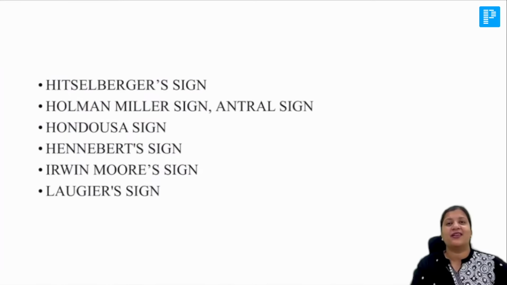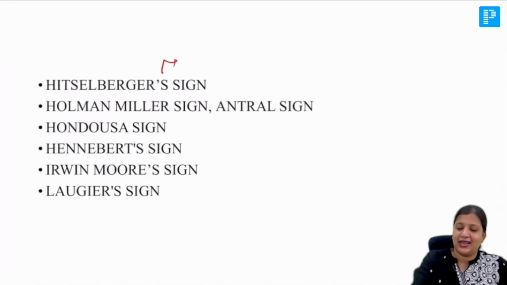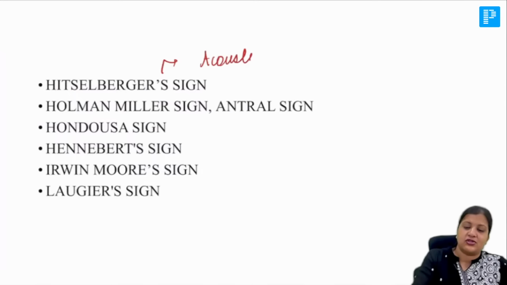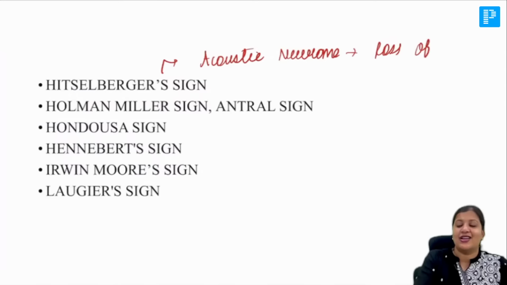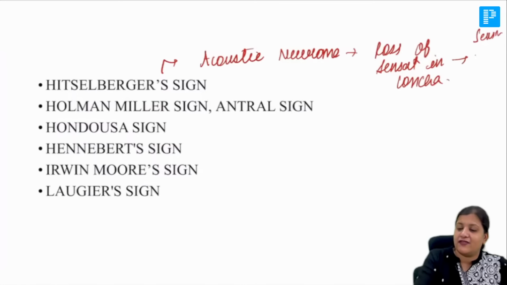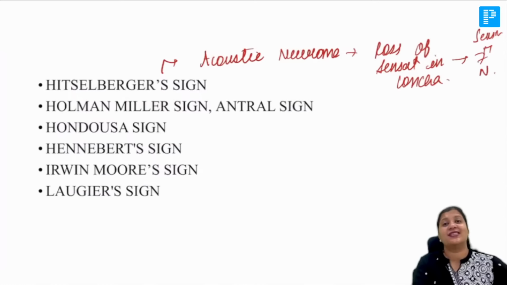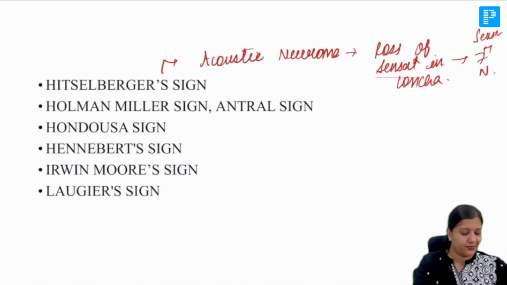What is Hitzelberger sign? It is a sign that we see in acoustic neuroma. So what is Hitzelberger sign? We see that there is loss of sensation in the region of the concha. So that loss of sensation in the region of the concha is called Hitzelberger sign because of involvement of the sensory division of the facial nerve. It supplies the region of the concha.